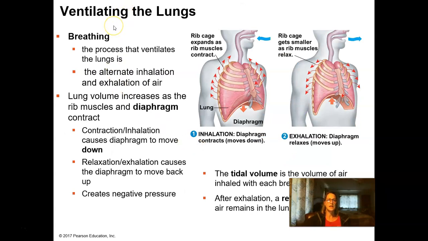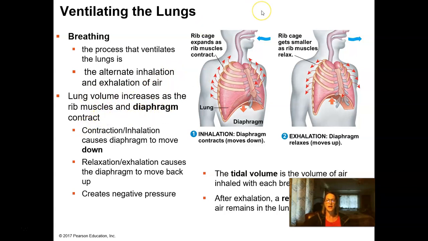Okay, so now that we see how the gas exchange occurs, we're going to talk a little bit about breathing and how you ventilate your lungs. Breathing is the process of ventilating your lungs. It is the alternate inhalation and exhalation of air into your lungs and out of your lungs. The way we do this is lung volume increases as the rib muscles and the diaphragm contract.